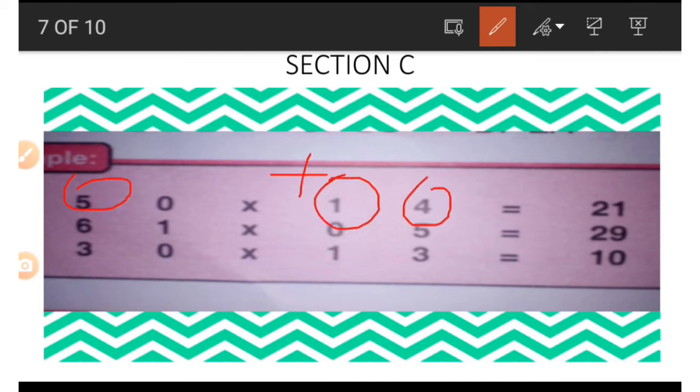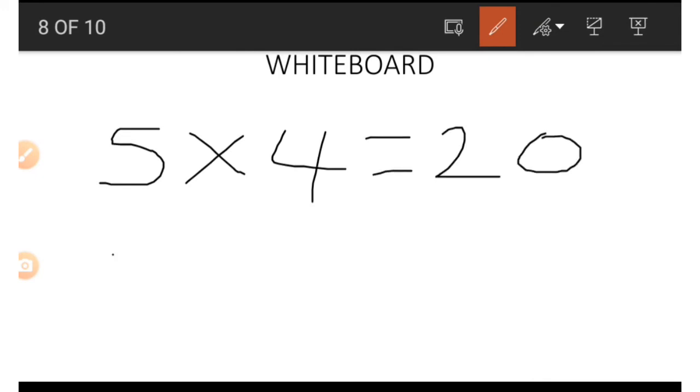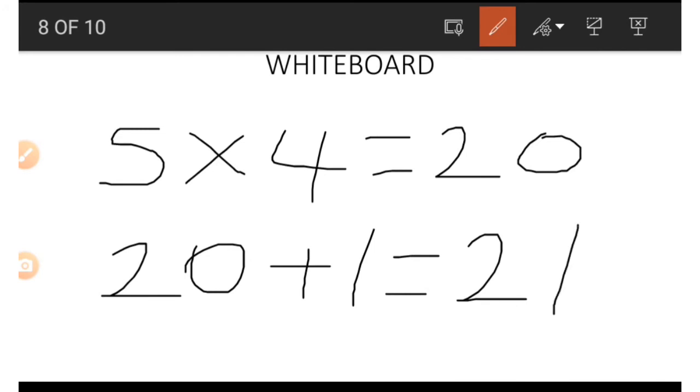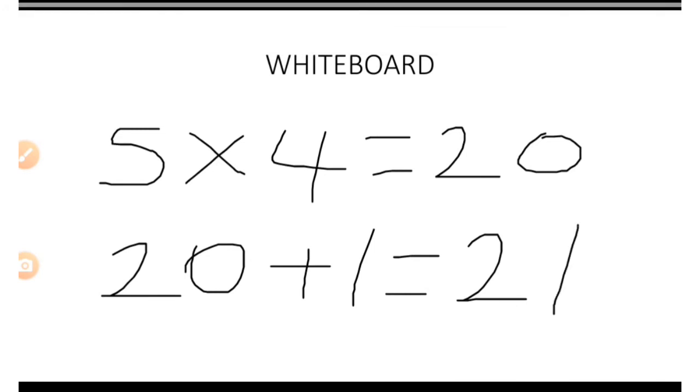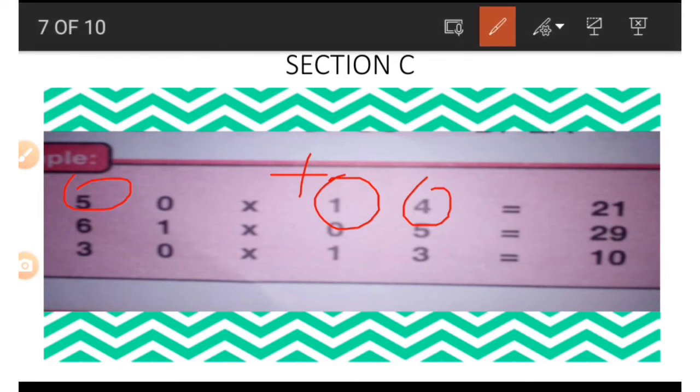5 and 4 and the plus 1 on the other side. So we have 5 times 4, that gives us 20. Alright, so 20 plus 1, that will give us 21. So that is how you get the number on the right hand side. So the answer is 21. Okay, now we are going to consider the next question there.